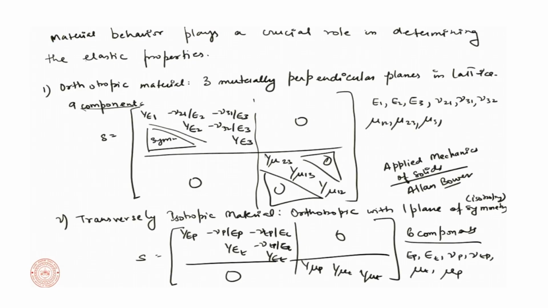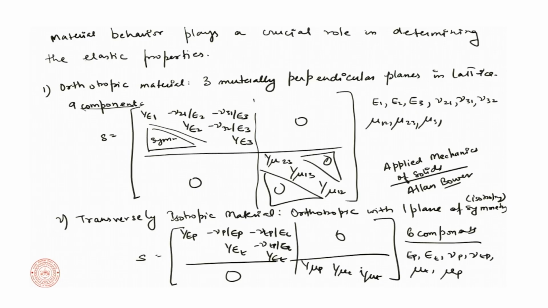There can be other types as well. We can have cubic. If it is cubic, then we have 3 independent components. So, those for a cubic material will be 1 by E, 1 by E, 1 by E, minus nu by E, minus nu by E, minus nu by E, and then we will have 1 by mu, 1 by mu, 1 by mu.